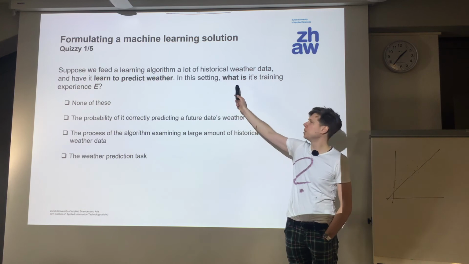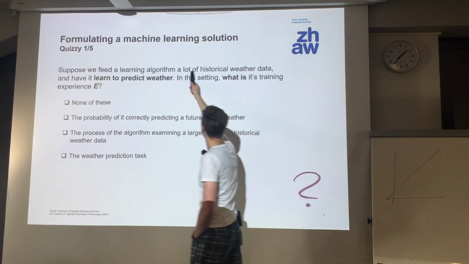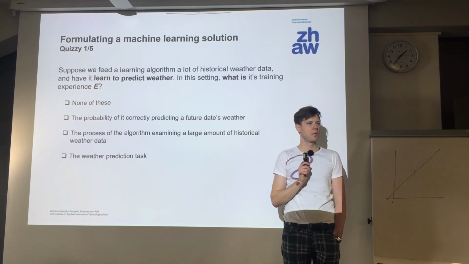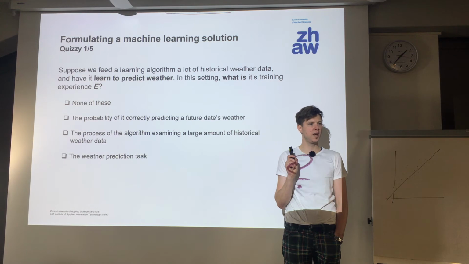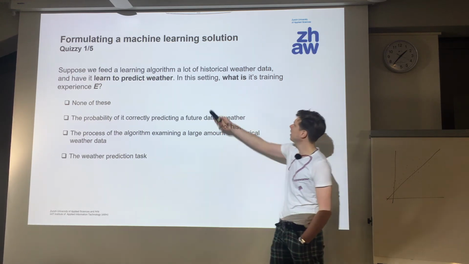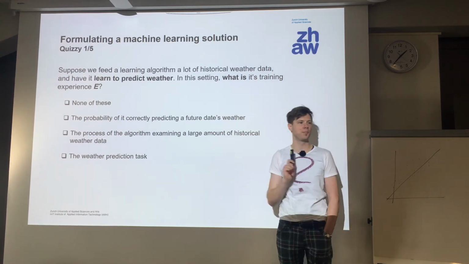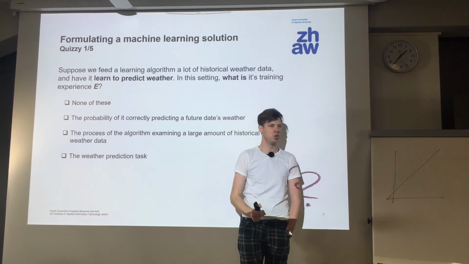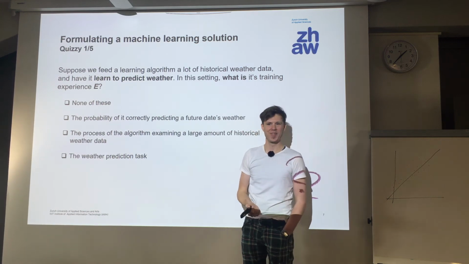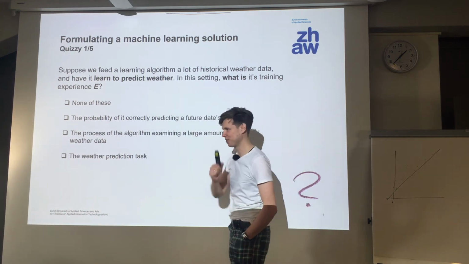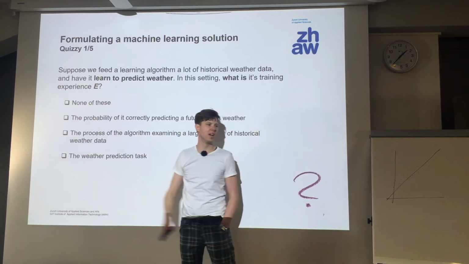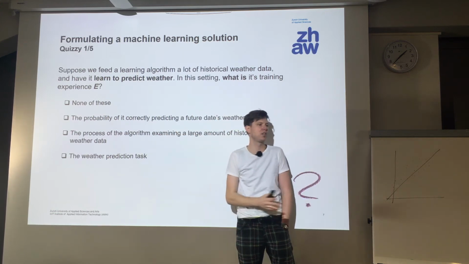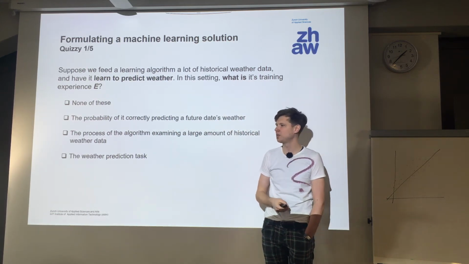What is the training experience when I'm feeding a learning algorithm a lot of historical weather data? The training experience is a fancy word for the training data. Training data in that example is the historical weather data. Meaning all these things are very elaborate sentences of nonsense. And I successfully tricked you, or Andrew tricked you. It's none of these. Actually, the training experience is historical weather data, and all this other stuff here is whatever, different things, but not the training experience.